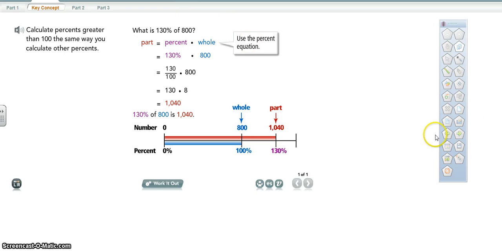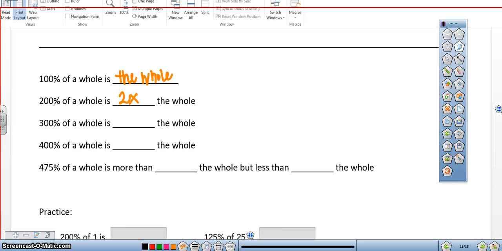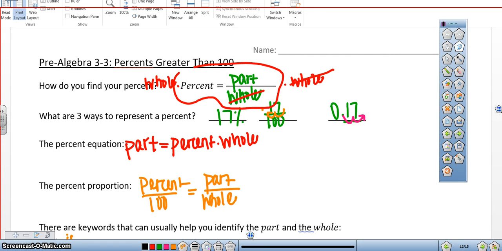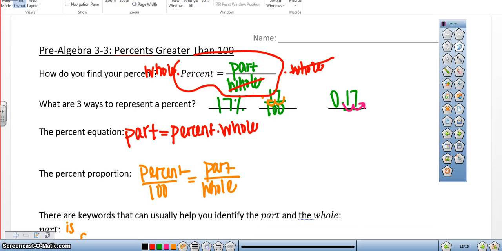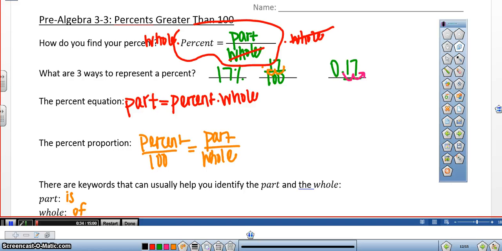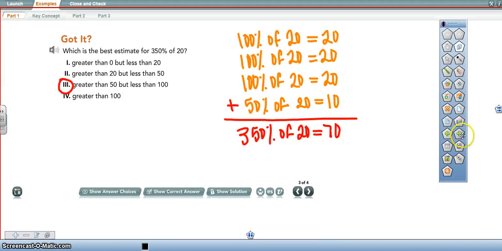Back at the beginning of our notes, we made some notes about percents. We wrote down the percent equation. We're going to be using that today. We also wrote down the percent proportion. That's another way to solve the same kind of questions, just a different method. And I had you write down some key words. Is for the part, of for the whole. The word is will help you identify which number is the part, and the word of will help you identify which number is the whole. Okay, so let's look at our question here.